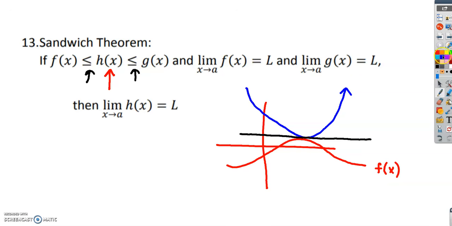Then as you get closer to a, which I'm going to mark right here, if this red graph f approaches this L value, and g, the higher one, also approaches L, then that means that the one that's squeezed in the middle, h, has to also approach this L. You're basically forcing that middle black function, which again does not have to be a horizontal line, to also approach that same L value. So we'll look at that later.